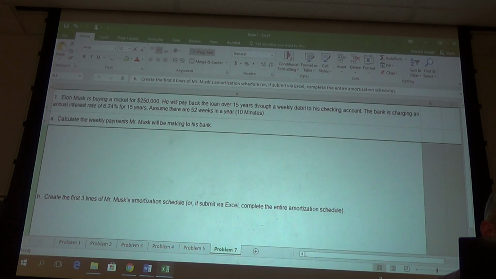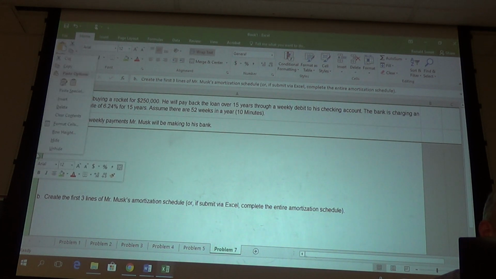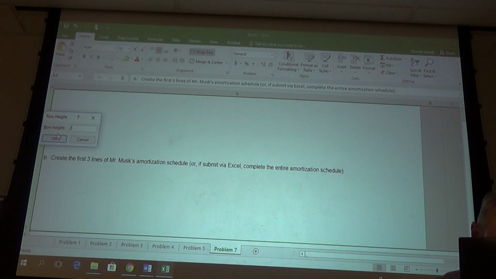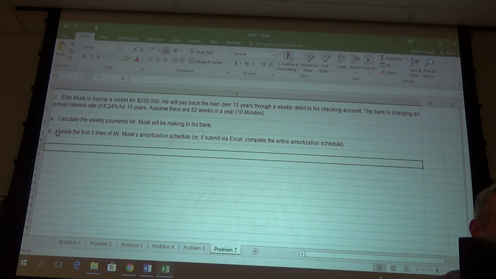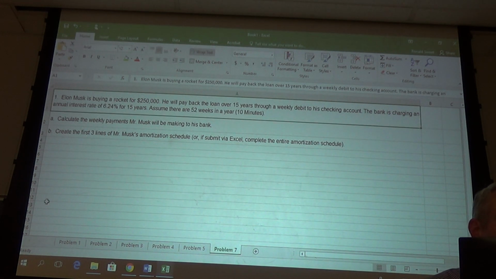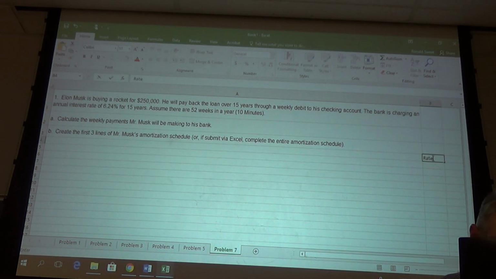So you got two questions here. The second one you're actually going to do as a table. So he's going to buy a rocket for $250. He's going to pay back the loan. So I just made it really blatantly obvious this is a present value problem. Over 15 years, and it's weekly. All right, so you got to figure out the rate and the time.